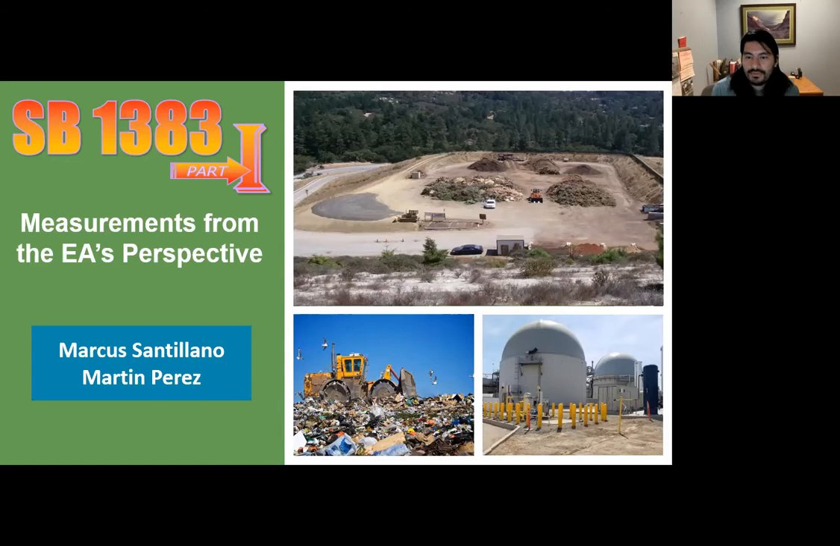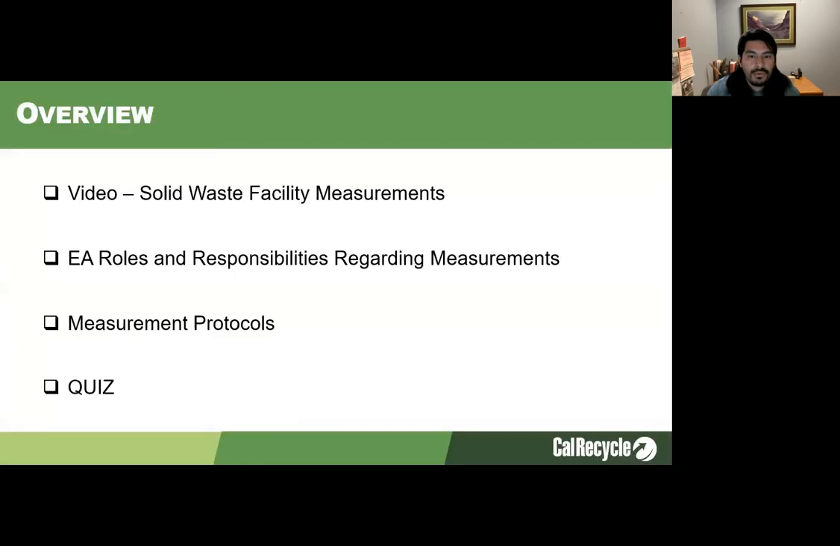So this training is the first part of a three-part training trilogy. Each part focuses on different aspects of the new regulations that will become effective January 1st, 2022, unless otherwise specified in the regulations. In this training, we're going to focus on the measurements of organic waste that's recovered and sent for disposal at transfer processing facilities and operations, and then also the measurements of organic waste sent for disposal at composting and in-vessel digestion facilities and operations.